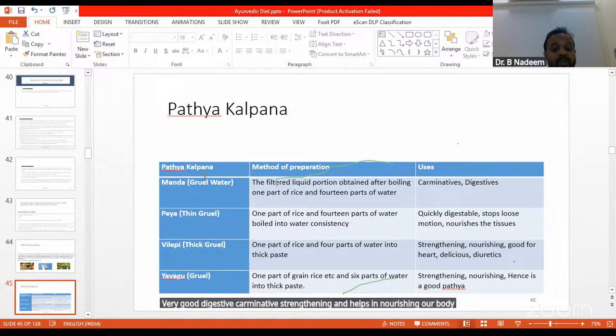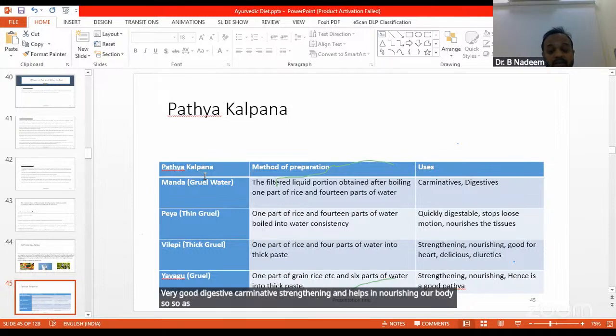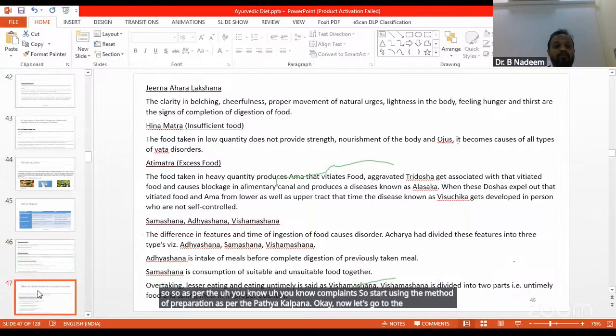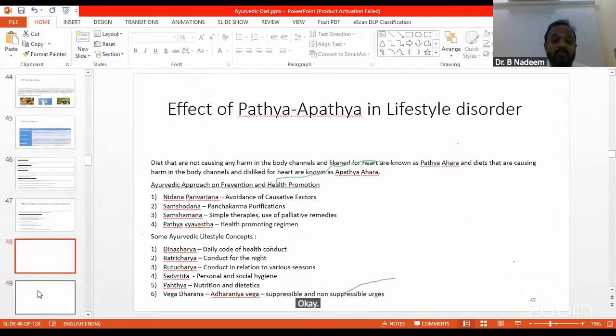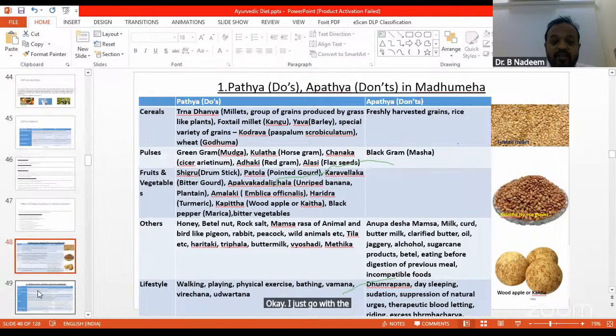So as per the complaints, start using the method of preparation as per the Patya Kalpana. Okay, now let's go to the diseases. We have very less time, so I'm just trying to finish as per the diseases.